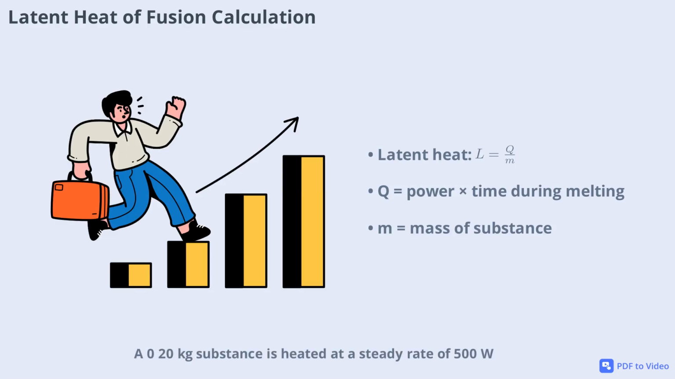A 0.2 kg substance is heated at a steady rate of 500 W, and its temperature time graph is provided. How do you calculate the specific latent heat of fusion? We'll walk through the process.